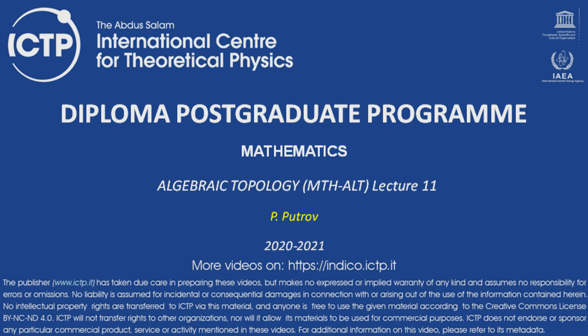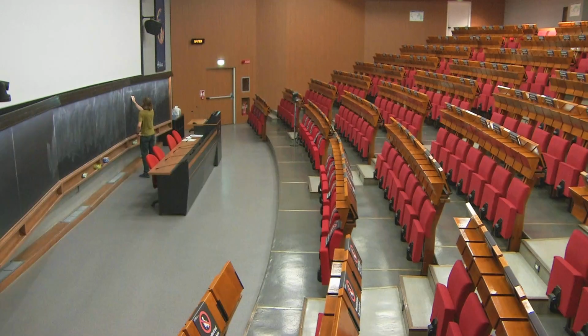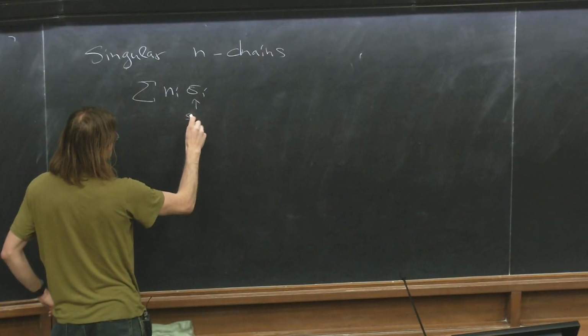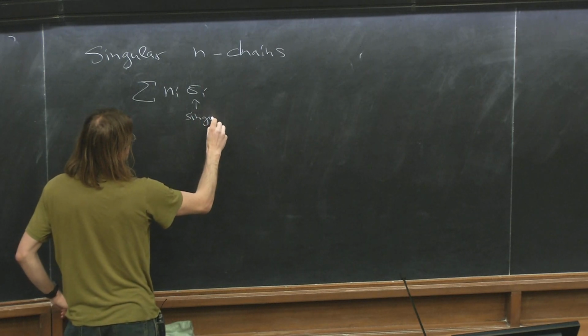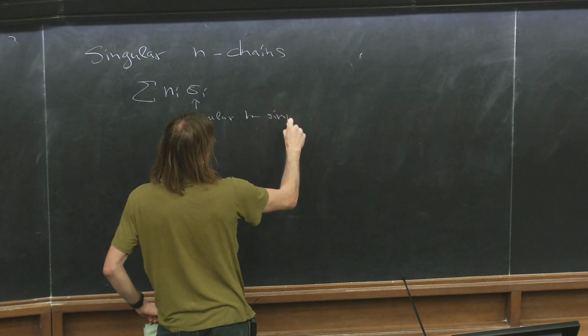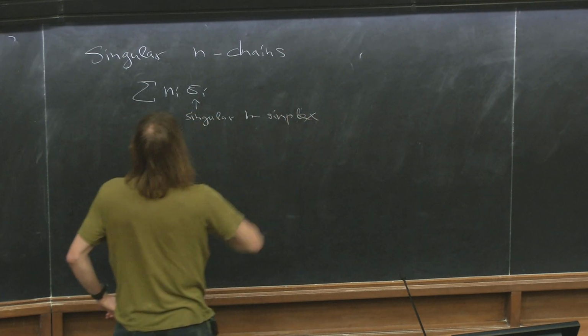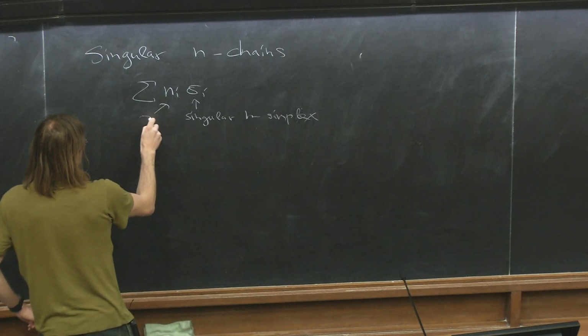Singular n chains can be understood as a kind of formal linear combinations of what are called singular n simplexes with integer coefficients.